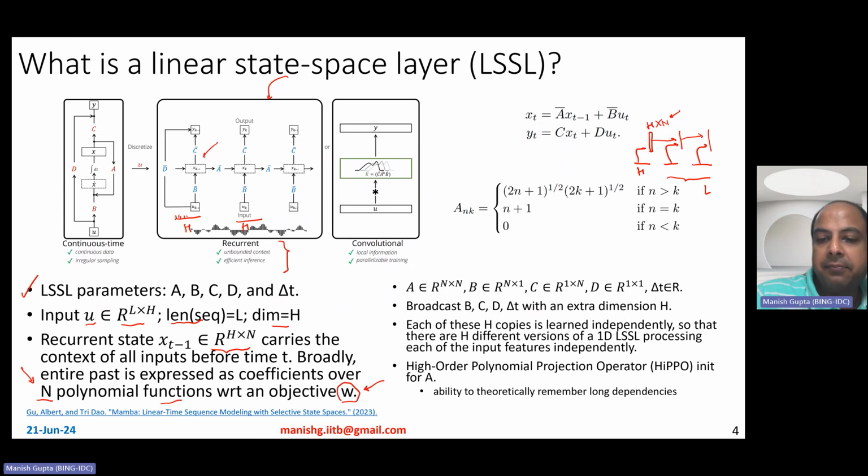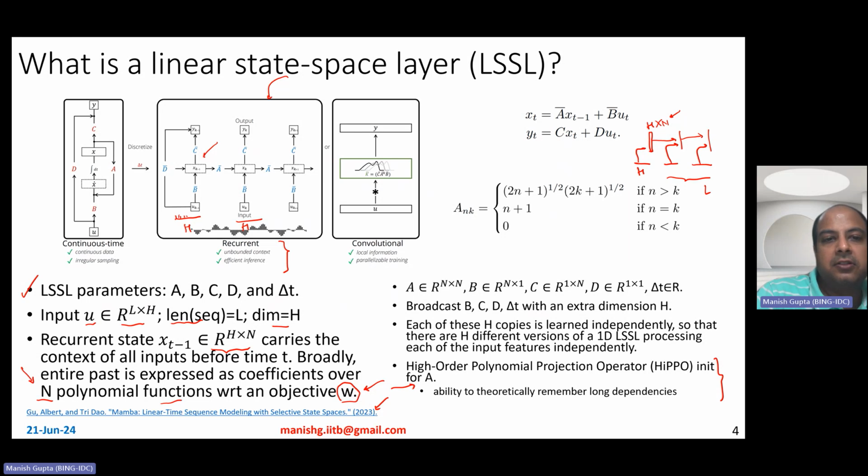The way it is computed is called Hippo, the high order polynomial projection operator. This operator knows how to take your previous time point values, the entire past, and project them onto an n-sized vector. So take a vector of variable size and project it onto an n-sized vector by caring about n different basis polynomial functions. Now, how does Hippo work? We are not going to go into details of that, but there's an interesting paper linked from there, which you can read if you are really mathematically inclined.